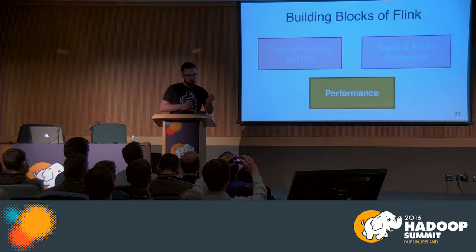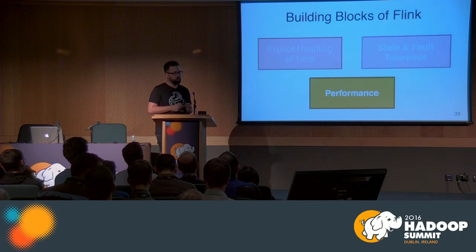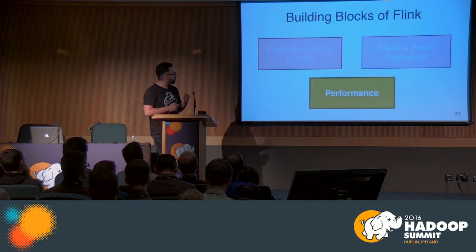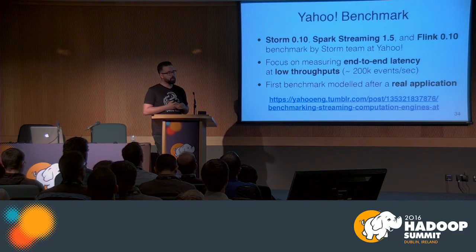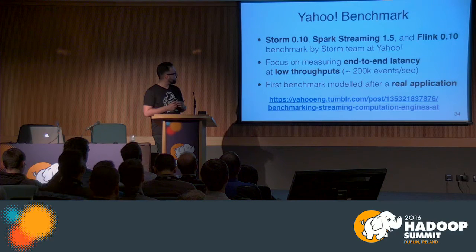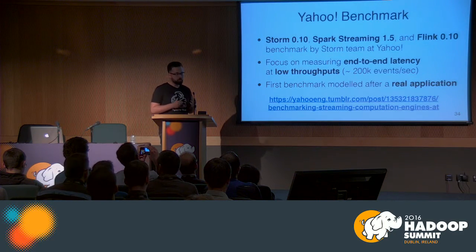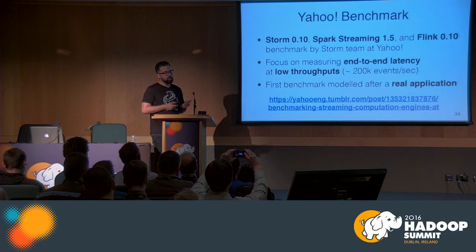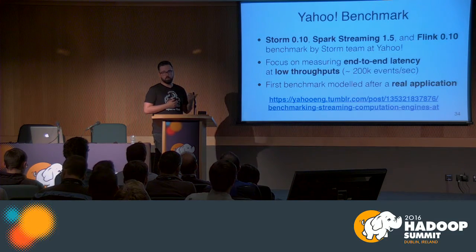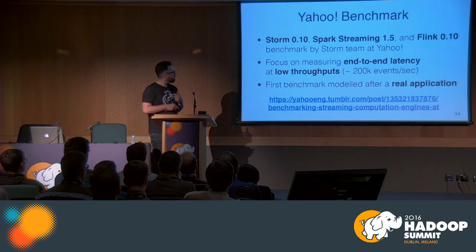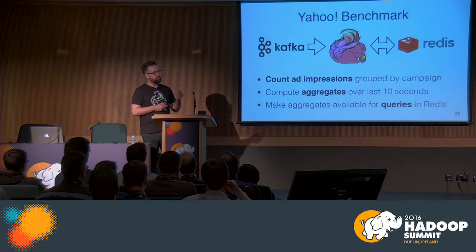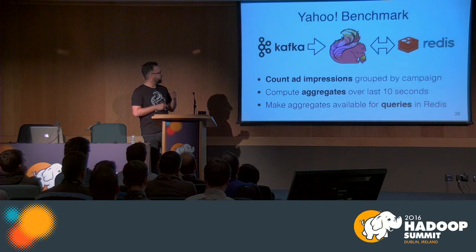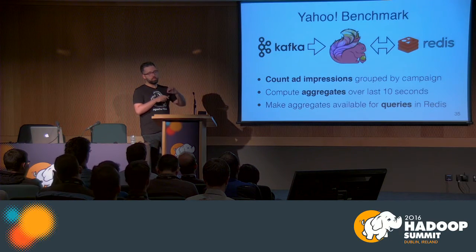Doing this in the right way will also have impact on the performance you get out of the system. What was very interesting is that at the end of last year, Yahoo decided to benchmark Storm, Spark Streaming, and Flink. This was a very interesting step for the whole branch of streaming, because it was the first benchmark modeled after a real-world application. And you can read about it here. They had essentially a counting job where they counted ad impressions. They consumed the data from Kafka, did some processing within the systems, and published this data to Redis to be queryable outside of the system.